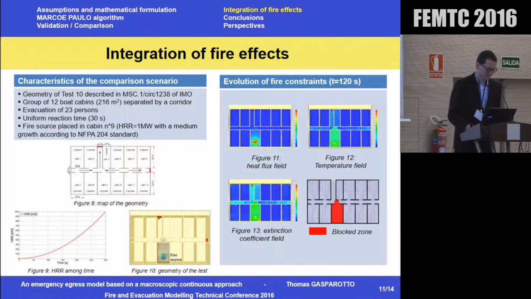In this configuration, 23 persons evacuate the domain with a uniform reaction time of 30 seconds. You can see here on this figure an example of the evolution of fire constraints 2 minutes after the beginning of the fire, and the red zone, which corresponds to the blocked zone. So it is the zone where the cells where the fire constraints are higher than the critical values.